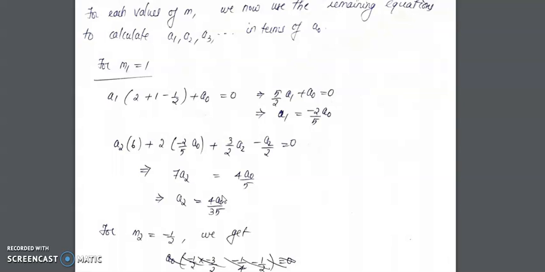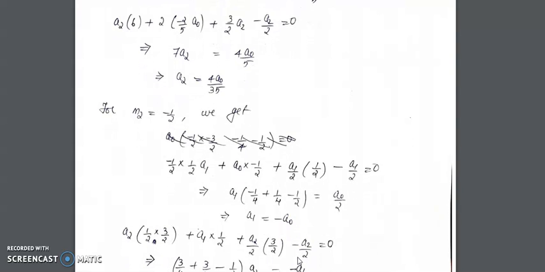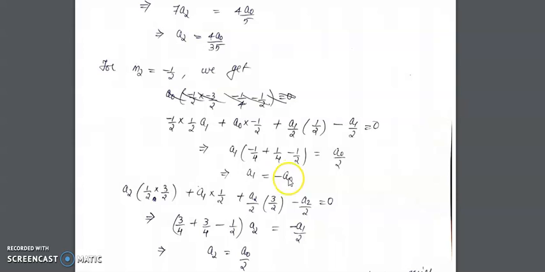Now let us substitute the value of m2, that is minus 1 by 2. Substituting minus 1 by 2 in the second equation, you will get minus 1 by 4 a1 minus 1 by 2 a0 plus a1 by 4 minus a1 by 2 equal to 0. So that will be a1 into minus 1 by 2 equal to a0 by 2. So that will give a1 equal to minus a0. So a1 you have obtained in terms of a0.